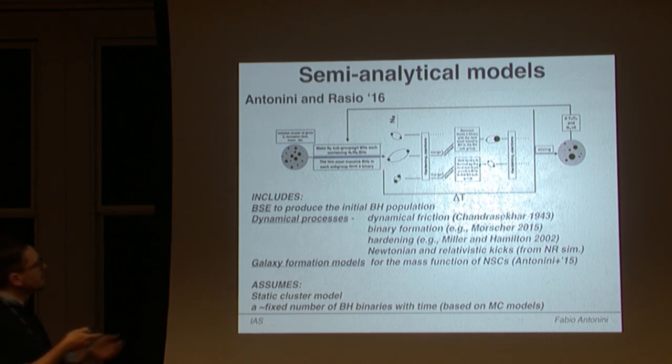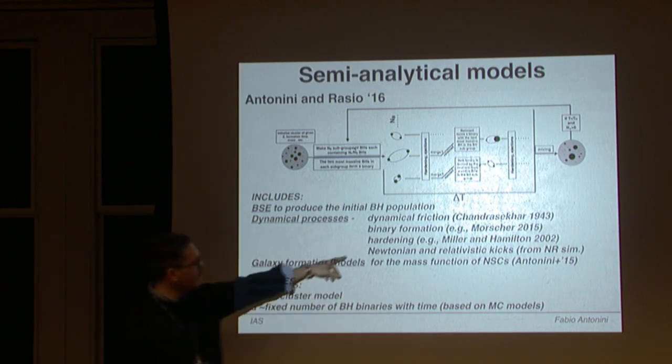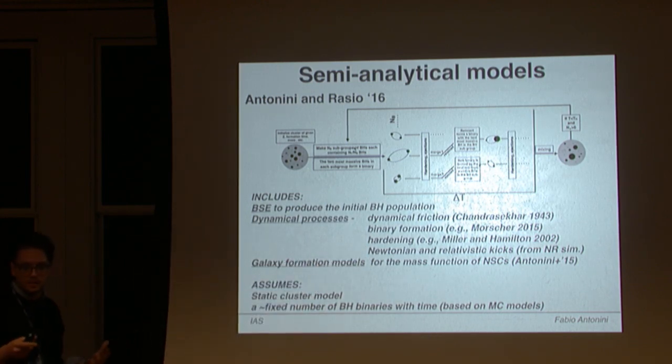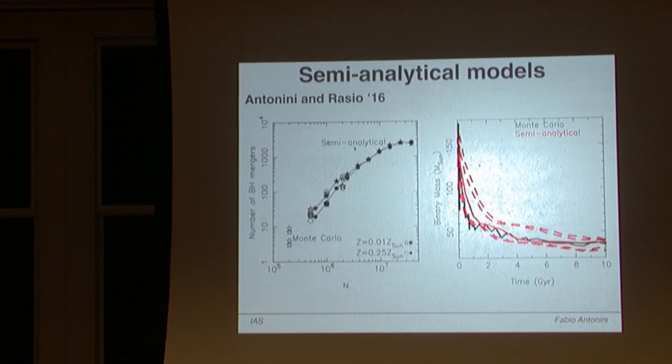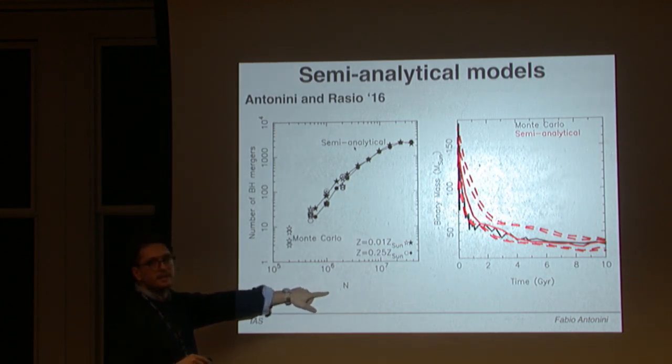So we initialize simply a black hole population. We follow the rate at which the black holes sink to the center of the star cluster, the rate at which these black holes form binaries with other black holes, and the rate at which they harden as they scatter off other stars or black holes. All these rates depend on the properties of the star cluster. This allows us to make predictions, for example, for the number of binary black hole mergers that are produced over the lifetime of a star cluster as a function of the number of stars in the star cluster.